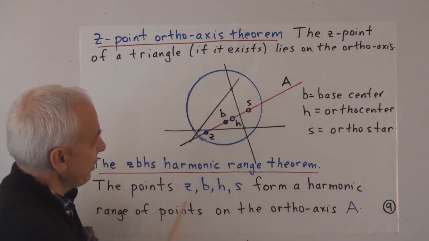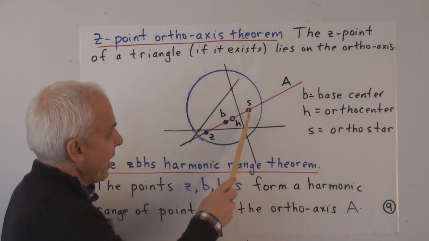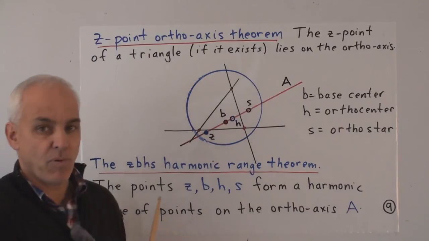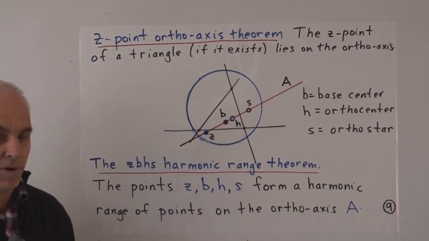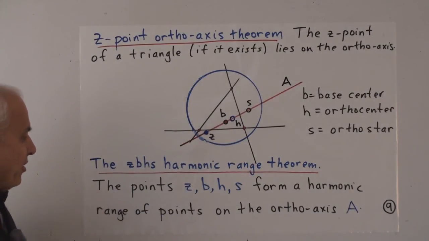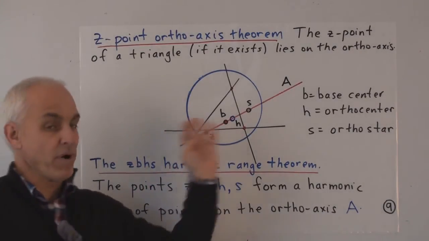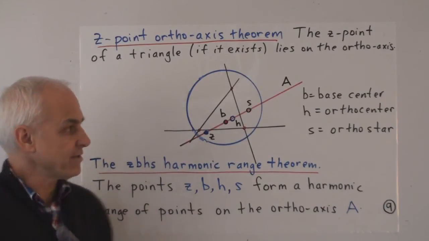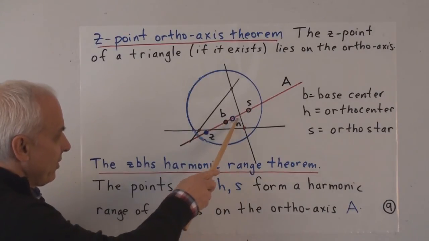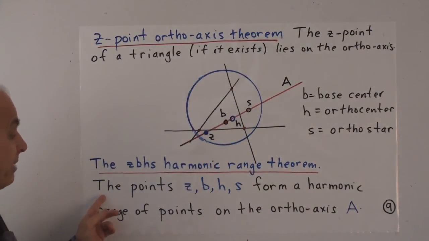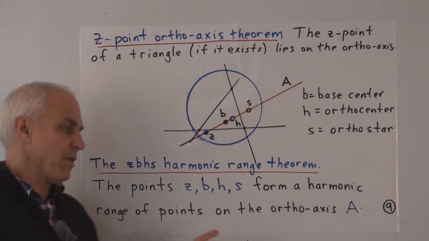And in this triangle here, I've given you indication. We already know that besides the orthocenter and the orthostar, also the base center point lies on the ortho-axis. Now we have a fourth point, the Z point. And we have another theorem, the ZBHS harmonic range theorem. We now have 4 points on this ortho-axis: the Z point, the base center, the orthocenter, the orthostar. And the claim is that the points Z, B, H, S, those 4 points, form a harmonic range of points on the ortho-axis.